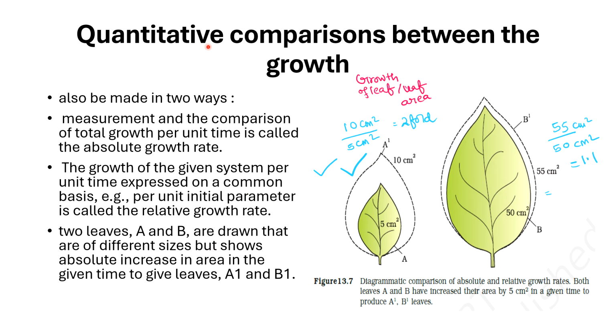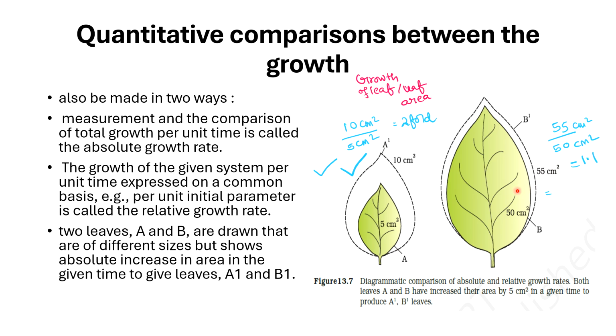Let us now see how we can quantitatively compare the growth. Suppose we have two leaf samples. One has 5 centimeters square surface area, the other has 50 centimeters square surface area. So we will be taking the dorsiventral surface area. Now, after time t, we found that the surface area increased to 10 centimeters square in plant A, and in plant B, it increased to 55 centimeters square.